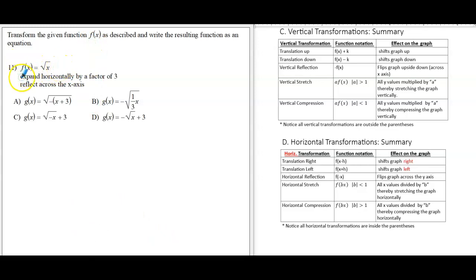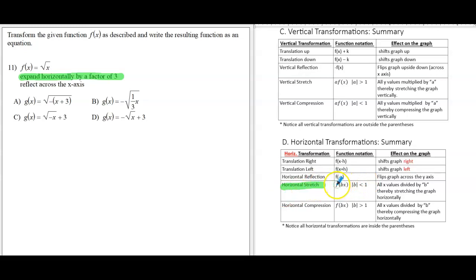So here's my function. We are expanding it horizontally by a factor of 3. Now, when they say expand, that means stretch. So expanding horizontally or stretching horizontally by a factor of 3. So here is horizontal stretching or expanding right here. They're using a different word. It's a synonym, but stretch and expand mean the same thing.